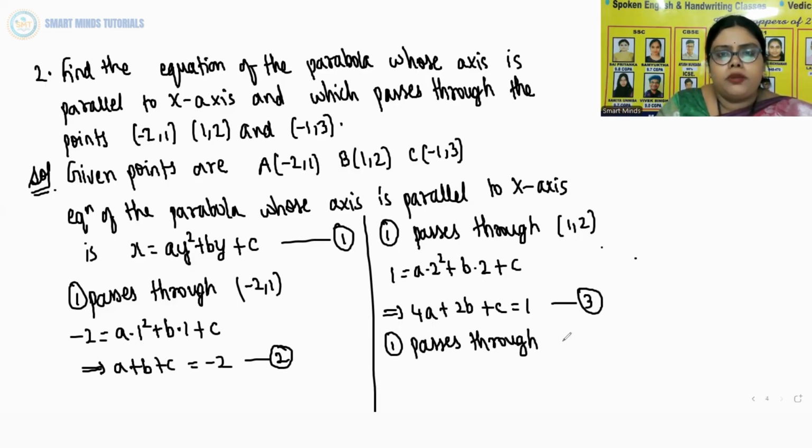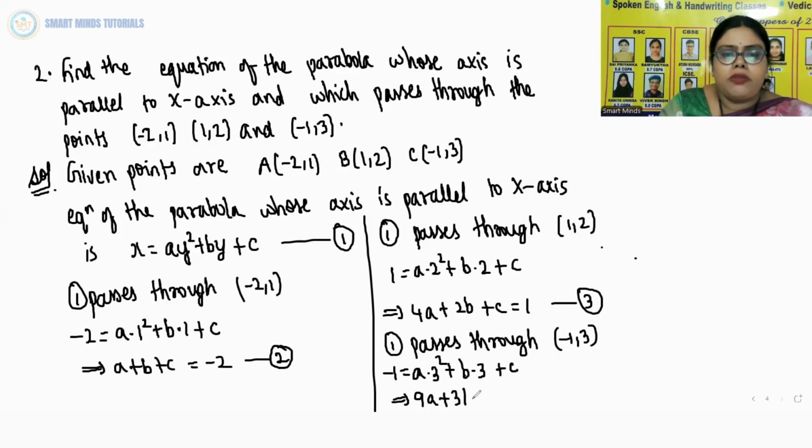Now equation number 1 passes through third point. Third point is minus 1 comma 3. So in the place of x you put -1, in the place of y you put 3. So -1 is equal to a into 3 square plus b into 3 plus c. So you get 9a plus 3b plus c is equal to -1. Equation number 4.